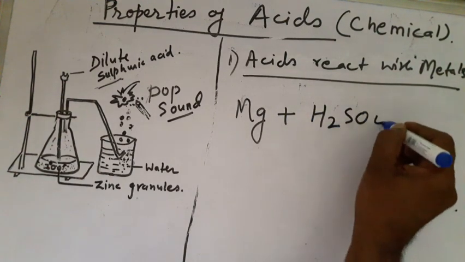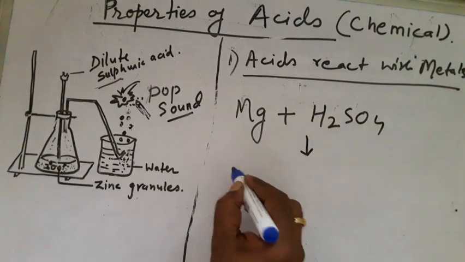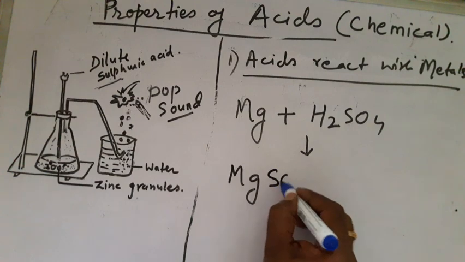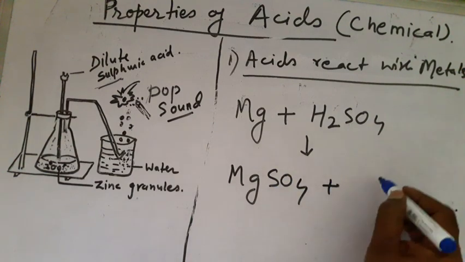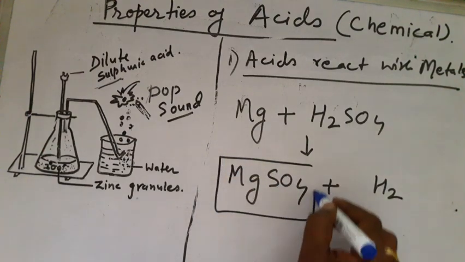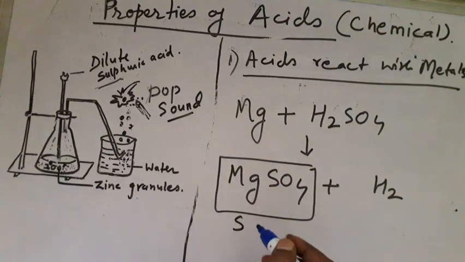Once again, H2SO4, then what happens? This magnesium will react with sulfuric acid and it forms MgSO4 and hydrogen gas. Again, MgSO4 is a salt. Why am I just giving stress over this type of term? Because just after that I will show you how salt is formed.